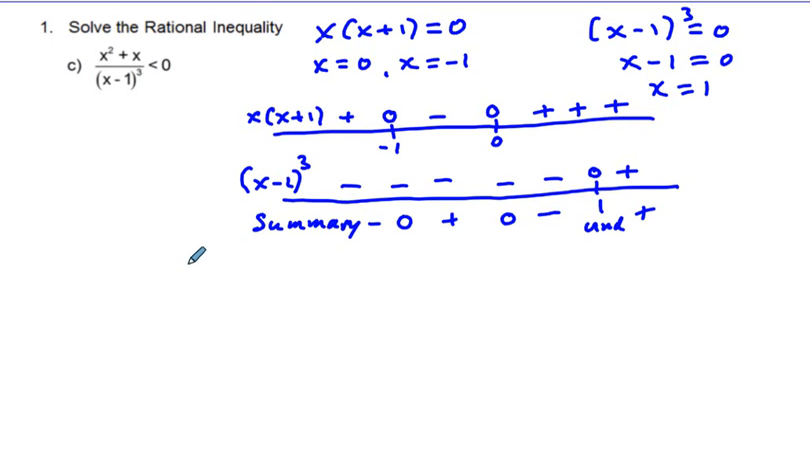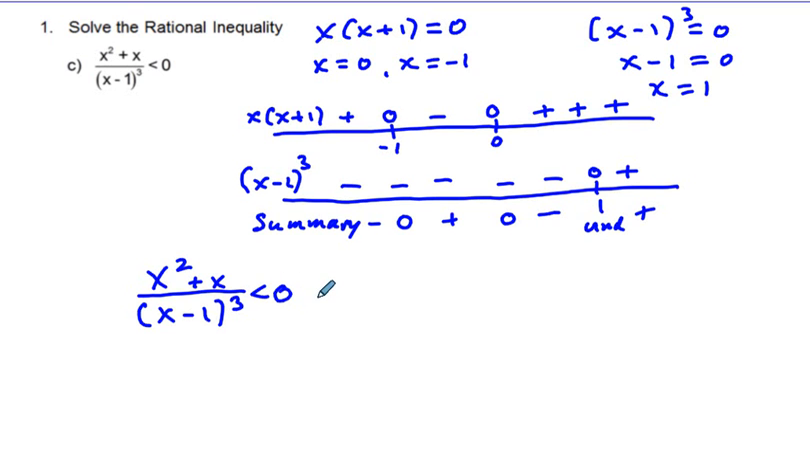And now we can create our summary statement, which is going to be x squared plus x over quantity x minus 1 cubed is less than 0.